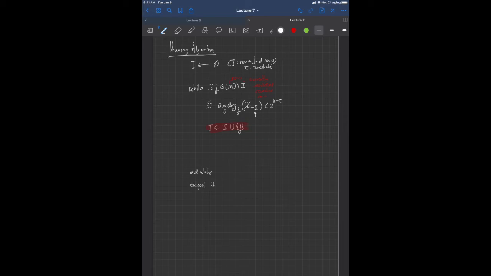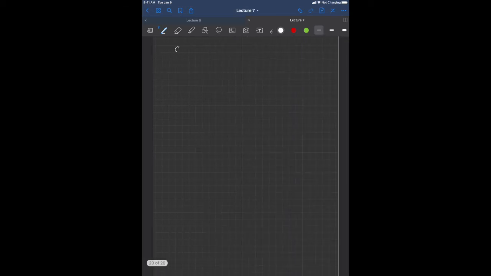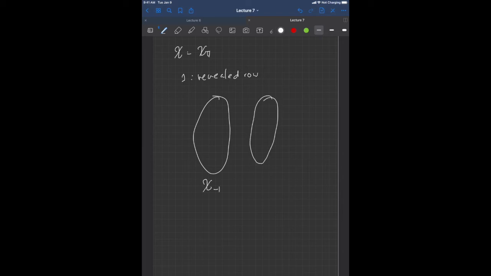Okay. Before I describe it in the algorithm, let me do it with an example where I assume that X is set to be X_pi, X is a set of m by n matrices, and our algorithm identified that one is a revealed row. So this says that if you look at X minus 1 versus X_1, the average degree of a node here is strictly smaller than 2 to the n minus tau, right? So this is the definition of 1 being a revealed row.